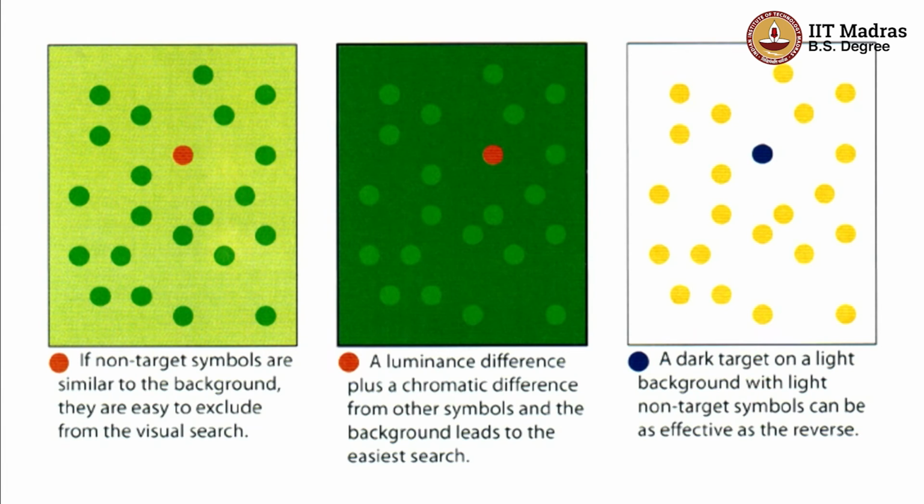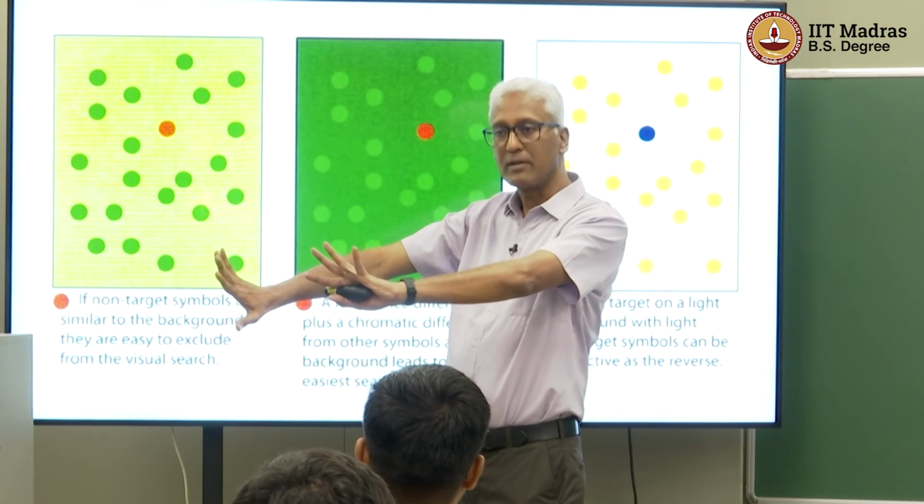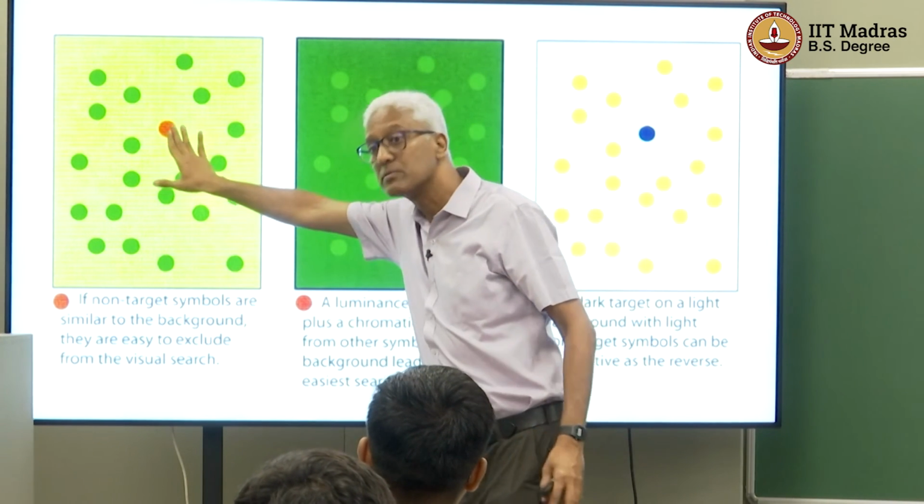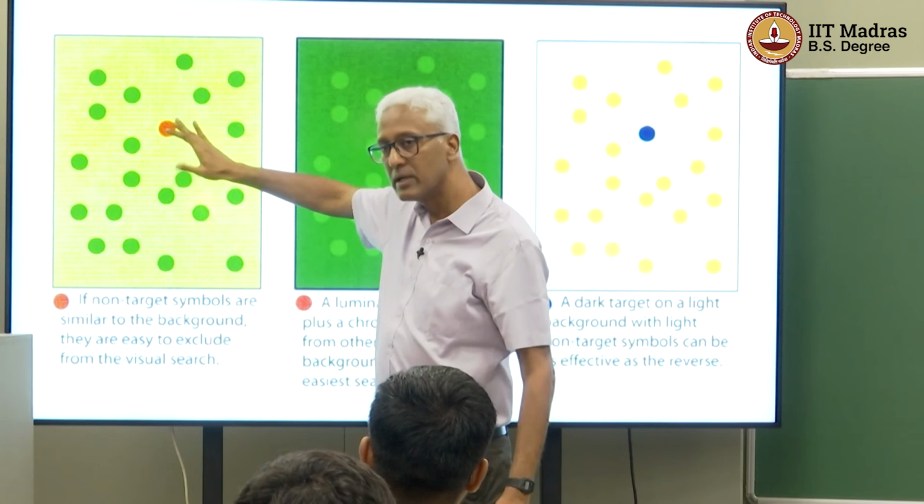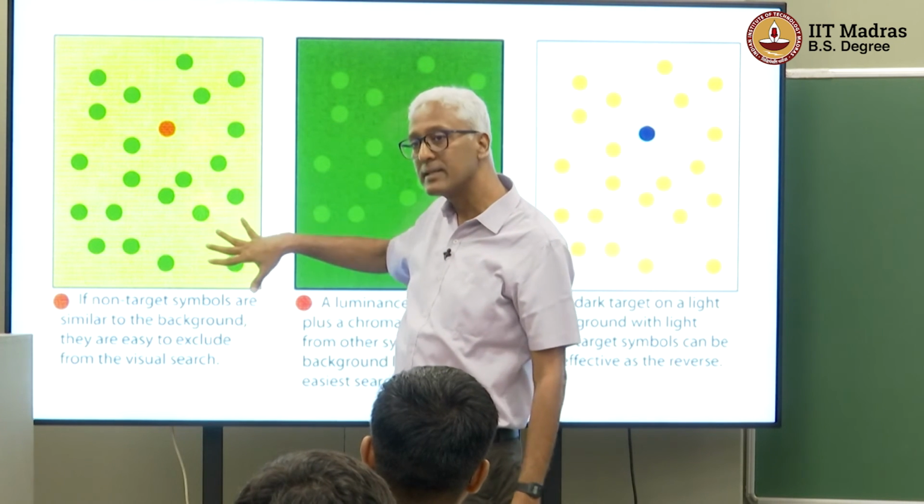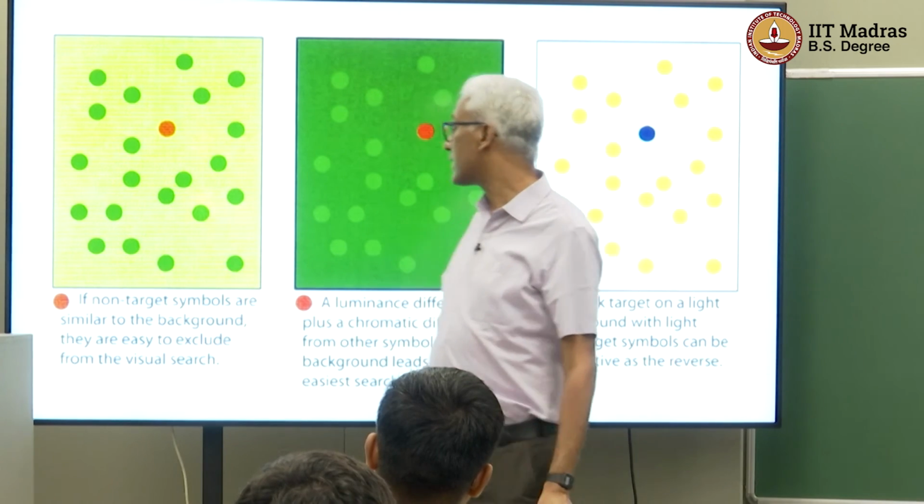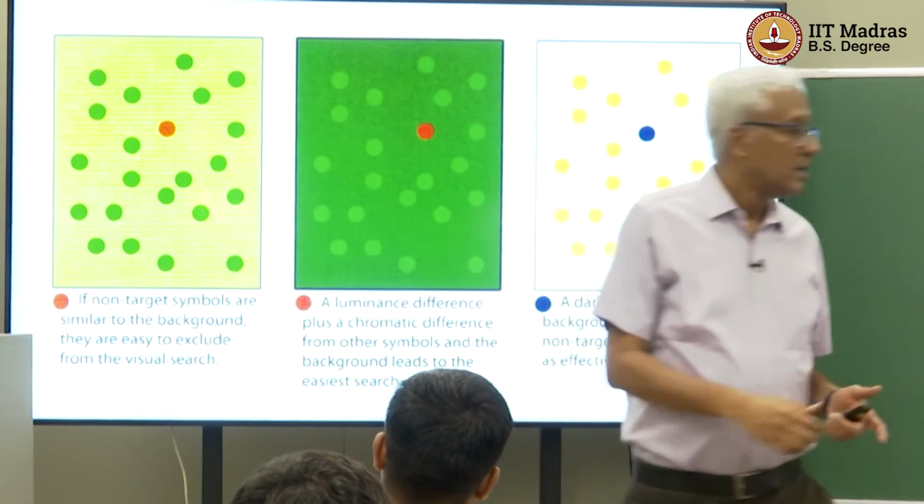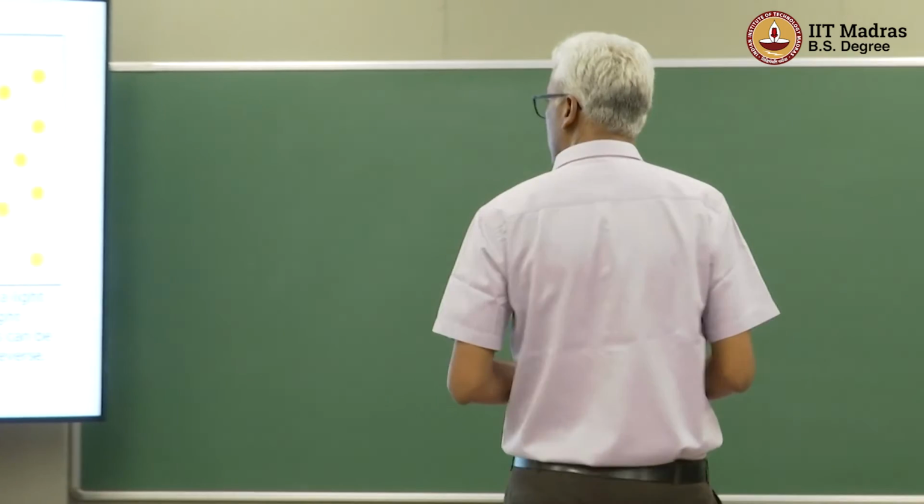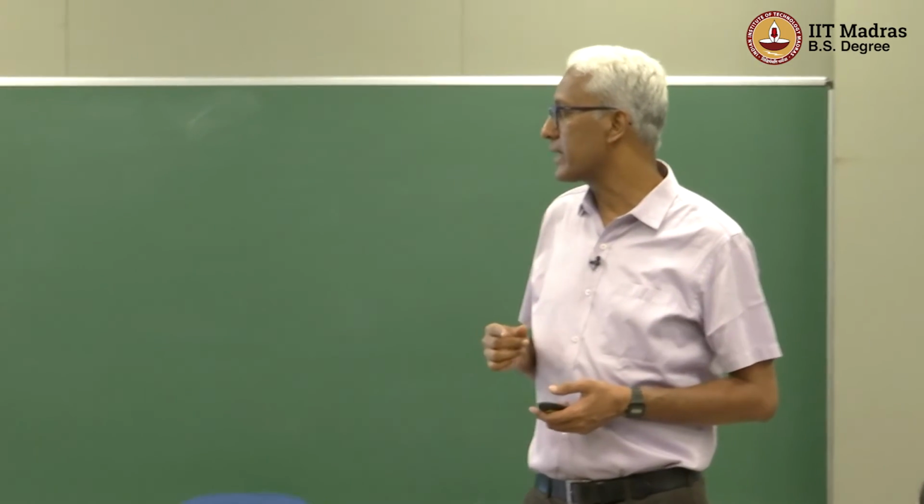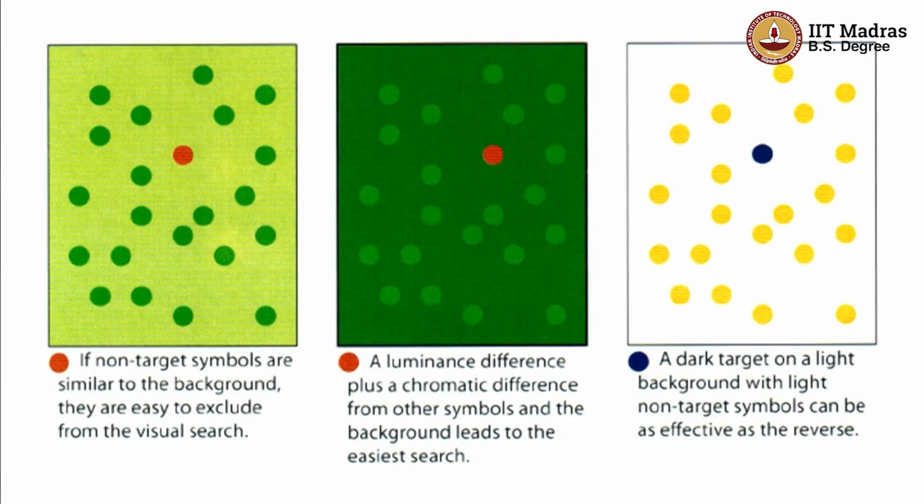So you know what is happening here. You kind of make the background closer to the non-target symbols, and therefore it's even easier to ignore them, right? And therefore this one stands out. Okay, there is a very good chromatic difference, and on top of that, the background is also helping you to de-emphasize the rest. A luminance difference plus a chromatic difference from other symbols and the backgrounds leads to the easiest search, right?